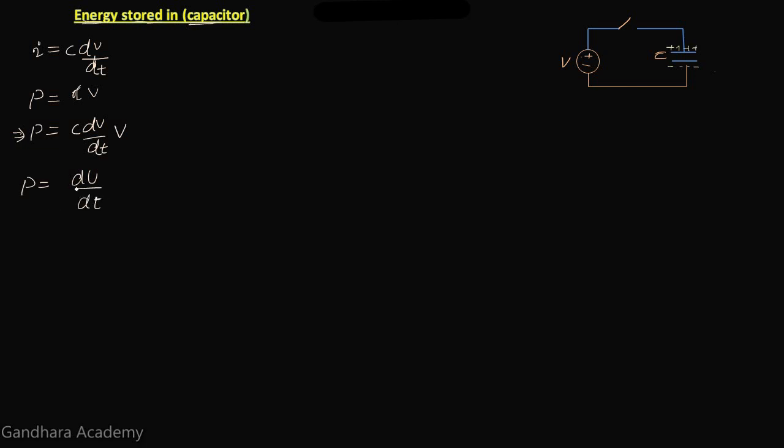Now, to find the energy from this equation, multiply dt on both sides, so we get dU equals P into dt. Now, to remove this derivative, we can take integration on both sides, and the limits of this integration are from 0 to E. So the integration will cancel the derivative, and the resulting energy will be equal to the integral with limits from 0 to V of P into dt.